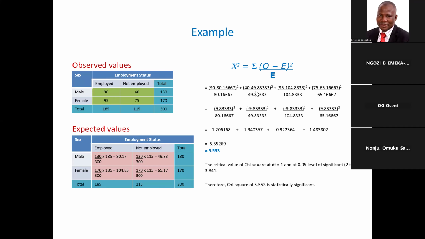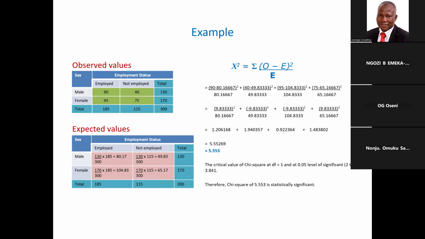The same thing is the second observed, which is 40 minus expected 49.83, squared, over expected. The same thing you do for all the four sets. You add them together, it gives you the chi-square. Now, you will see something. Look at each of the observed value and expected value when you try to minus them. 90 minus 80 point something gives you positive because 90 is greater than 80. 40 minus 49 will give you negative because 49 is greater than 40.